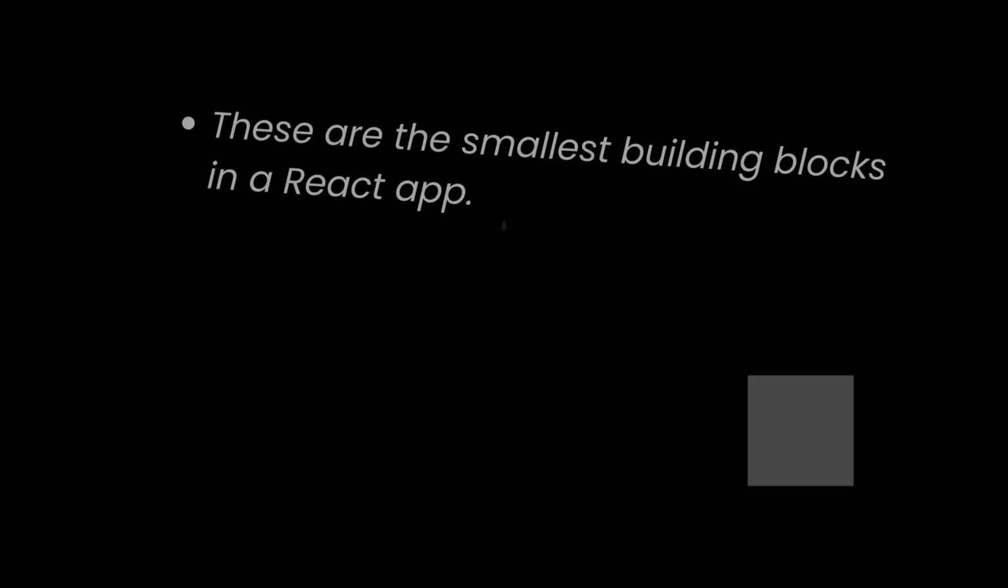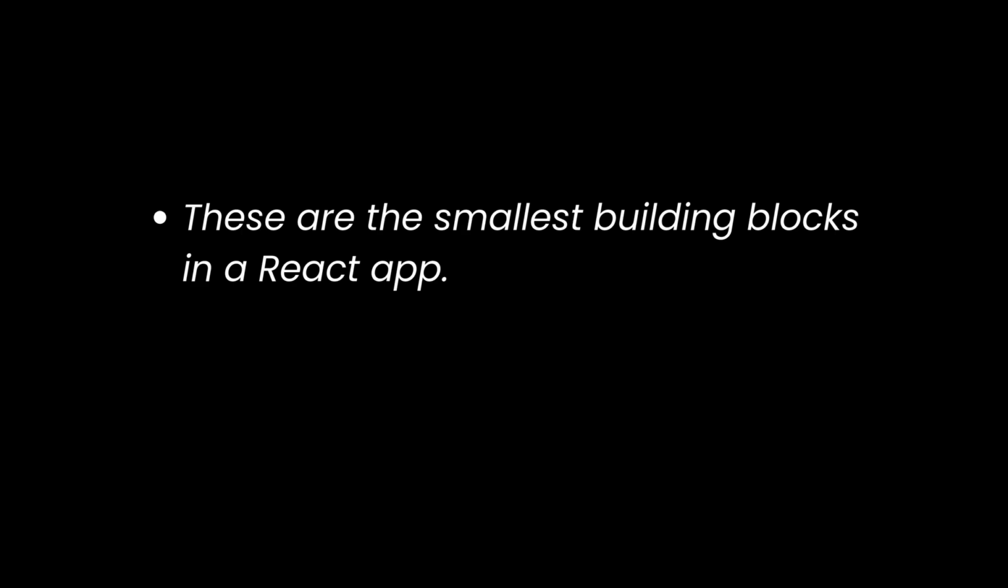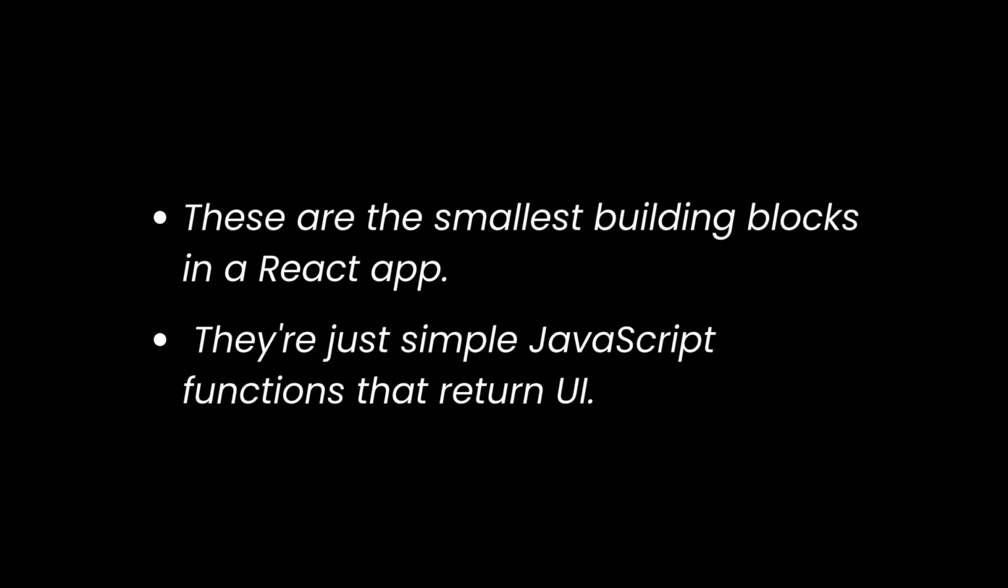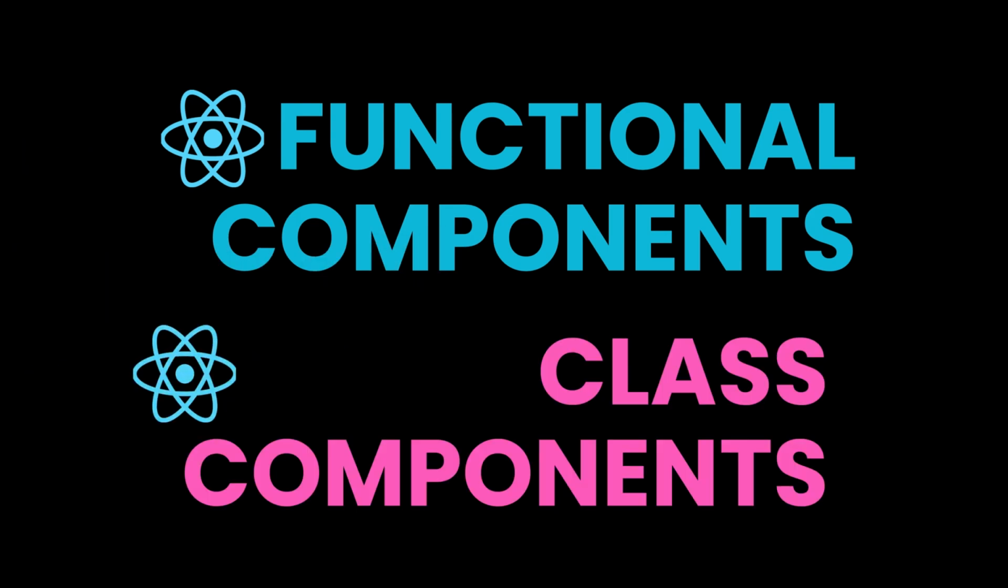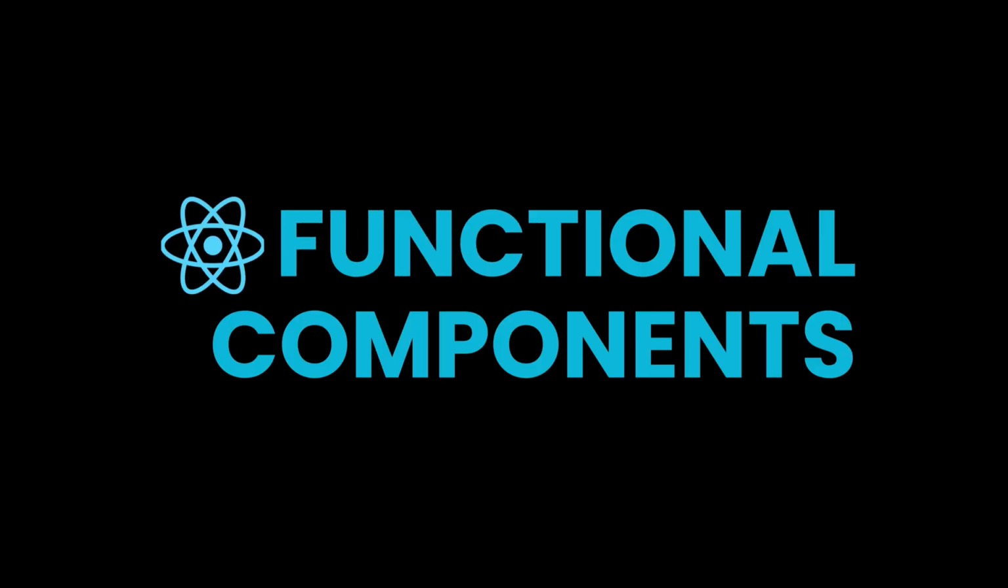Components. React apps are made up of small building blocks called components. They're like reusable pieces of code that return UI. There are two main types: functional components and class components. Let's start with the most commonly used one, functional components.